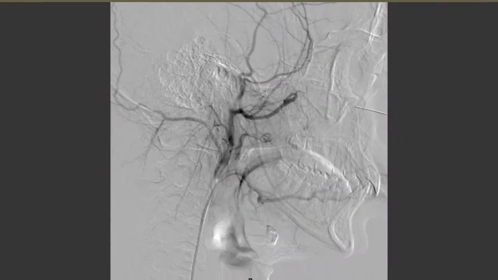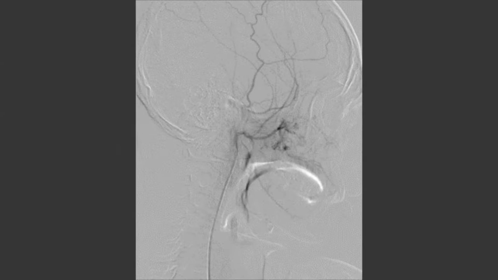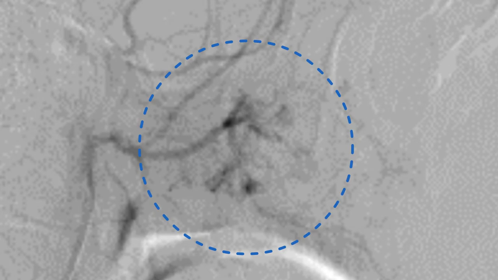Using a right femoral approach, the right external carotid artery was selected. A DSA run is shown here demonstrating its major branches. The right internal maxillary artery was then super-selected. This DSA run shows the hypervascular pool of the angiofibroma.